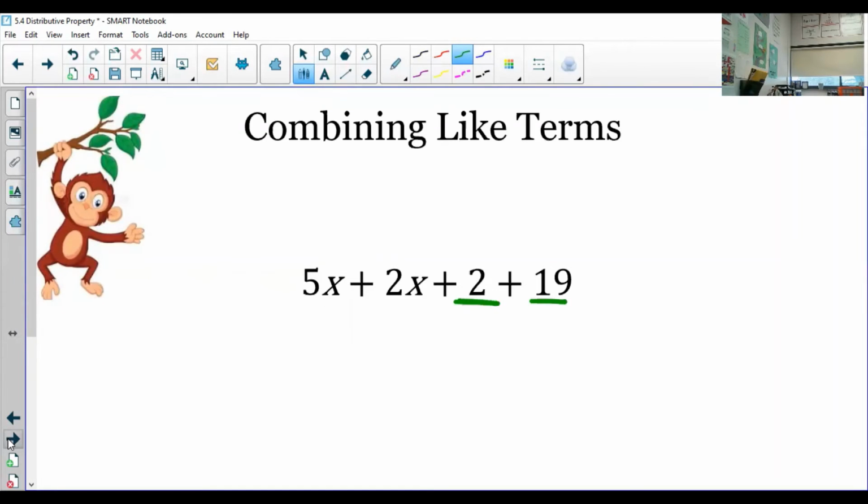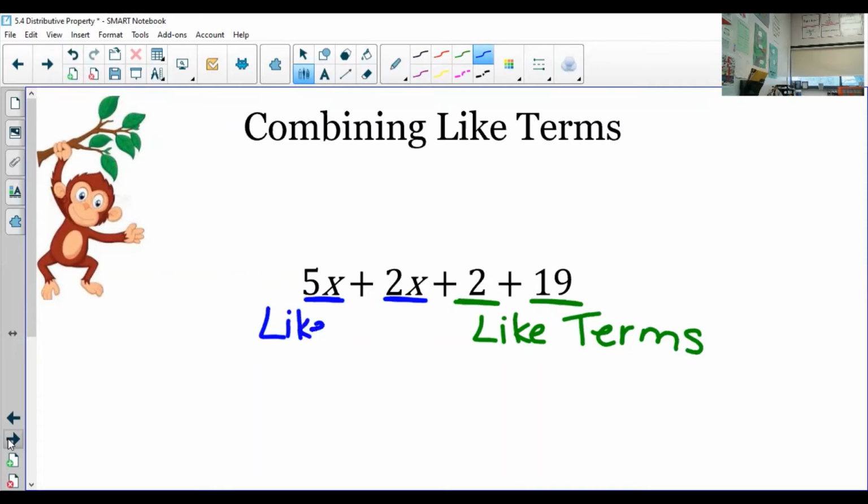Like the 2 and the 19, both have no variable. So we would call both of those like terms. The 5x and 2x, though, are not included in that because they have variables. So we don't call them like terms, at least not to these ones, right? Because now, what else do I have? I have an x and I have another x. So these two are called like terms. So we have two sets of like terms here that we can combine together.